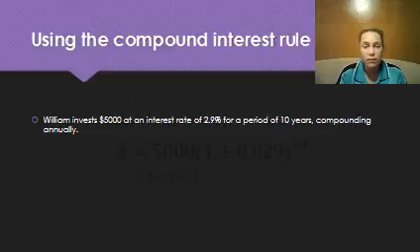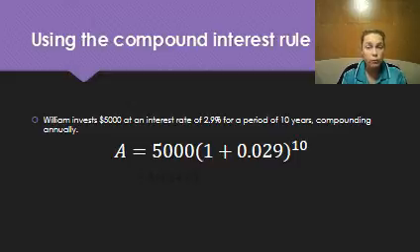So William invests $5,000 at an interest rate of 2.9% for a period of 10 years, compounding annually. So substituting into our formula, we have A, so our amount afterwards, is equal to our initial principal, that's $5,000, times 1 plus the interest rate, so 0.029, all to the power of 10. And when you calculate that, you get a result of $6,654.63.